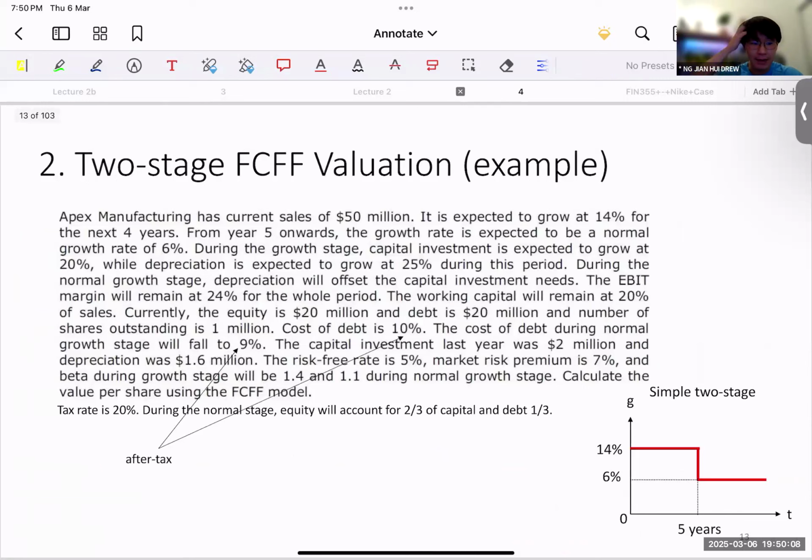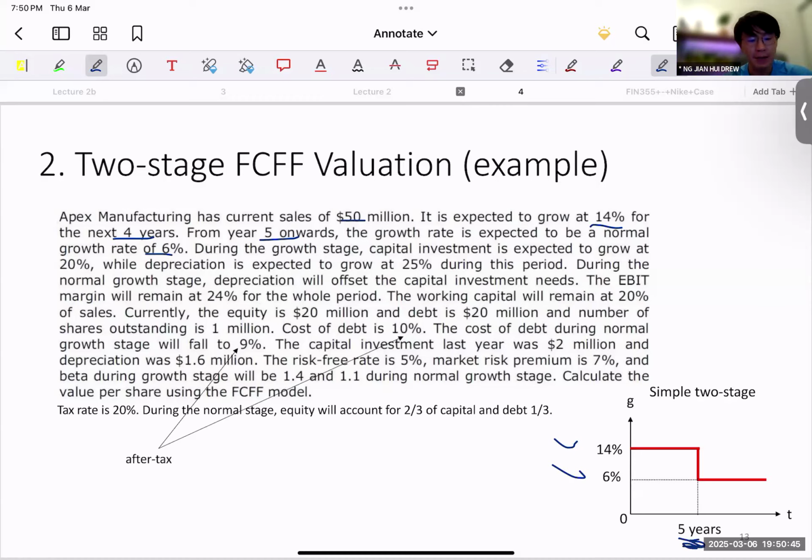So we have an example here, which we'll use again for our FCFE as well. Okay, so let's look at this. Apex Manufacturing has current sales of 50 million. Sales is expected to grow 14% for the next 4 years. From the fifth year onwards, the growth is expected to be normal at 6%. Again, I like to draw this small diagram here. So you start at 14, you drop to 6, and you drop to 6 only at the fifth year. So for 5 years, you will be at 14%.